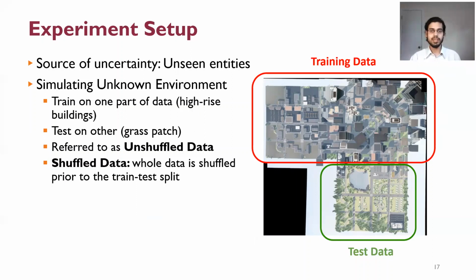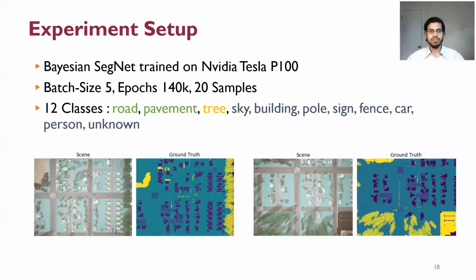In a normal dataset split, which we call unshuffled data, training data mainly consists of high-rise buildings and roads, whereas the test dataset would contain grass patches and roads. We also create another dataset called shuffled dataset, which has similar distribution across training and test data, to further prove that unshuffled test data would generate uncertain predictions. We train our model on an NVIDIA Tesla P100 GPU with batch size 5 and generate 20 samples.